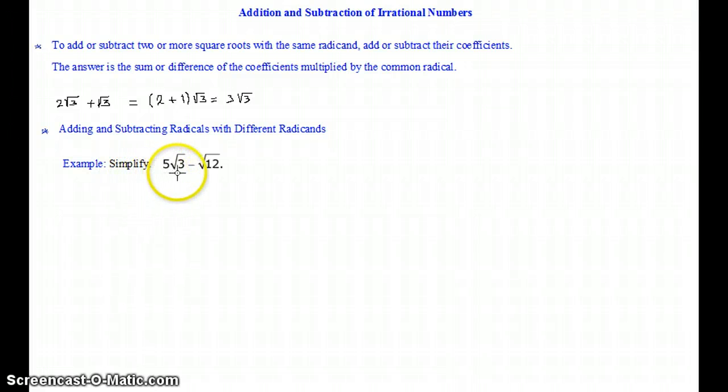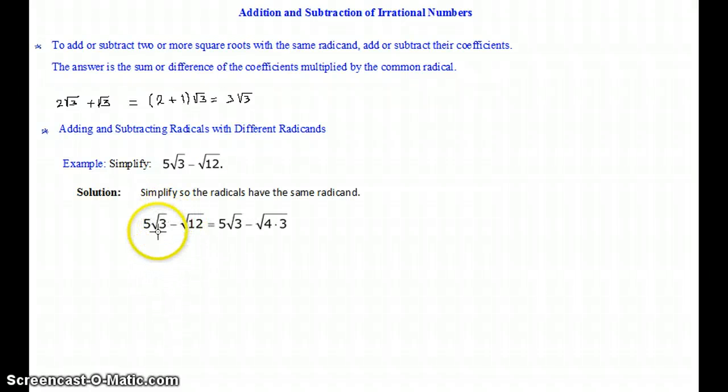Simplify 5 square root of 3 minus square root of 12. These radicals cannot be added because they contain different radicands. The first radicand is 3, the second is 12. When this occurs, determine whether one or more of the radicals can be simplified so that they have the same radicand. The first radical cannot be simplified, but the second can.